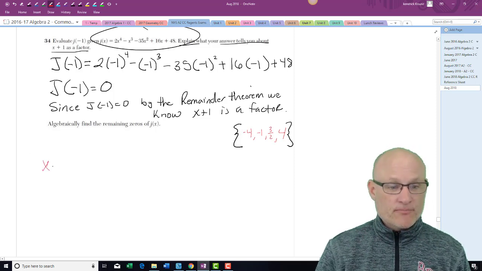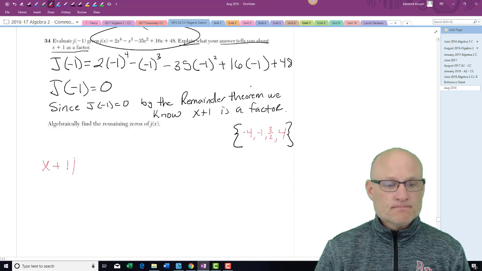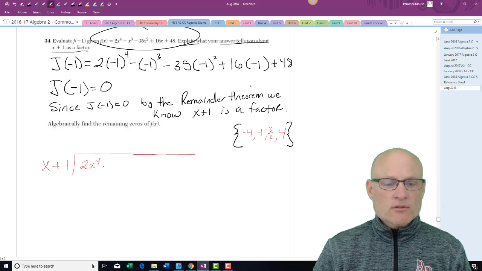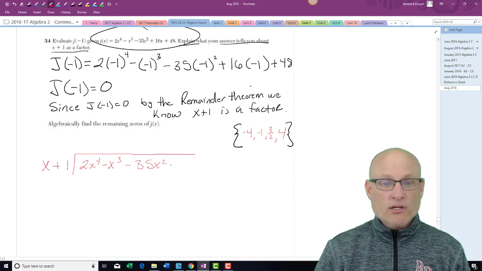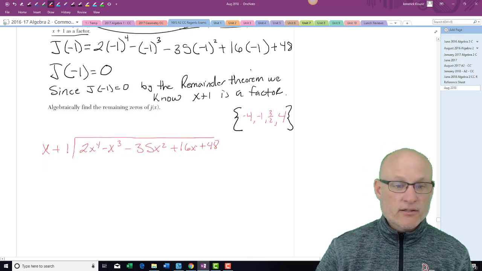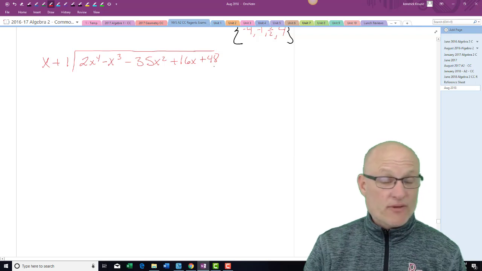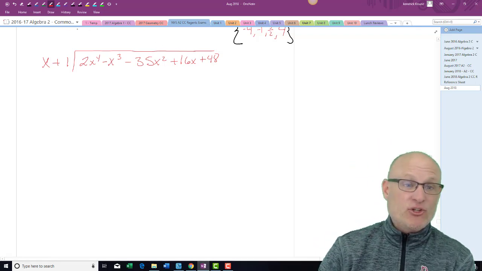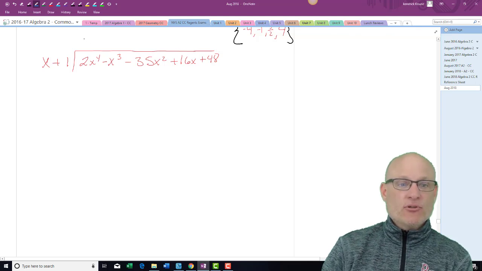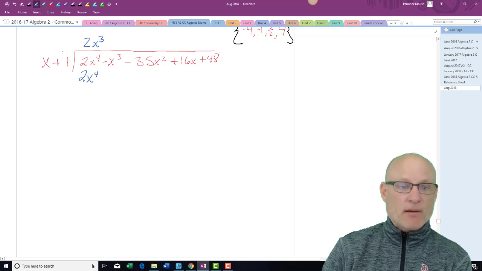So we're going to do some long division, kids. x plus 1 into 2x to the 4th minus x cubed minus 35x squared plus 16x plus 48. Now, this problem requires a ton of work. First things first, you see you've got a 4, a 3, a 2, a 1, and nothing. You have to make sure there are no missing terms, because you'd have to add one in there, a 0x cubed, if there is. All right, x times 2x cubed gives me 2x to the 4th. So I multiply by both of these, plus 2x cubed.